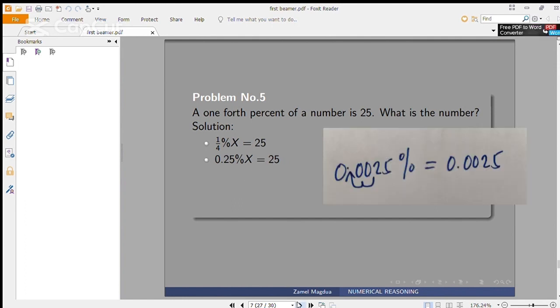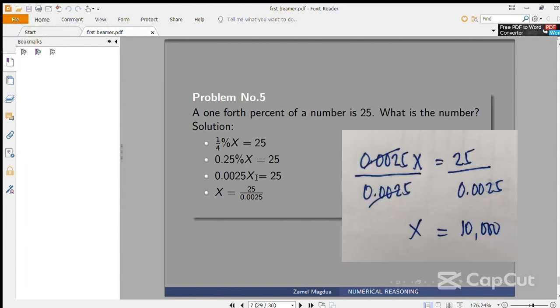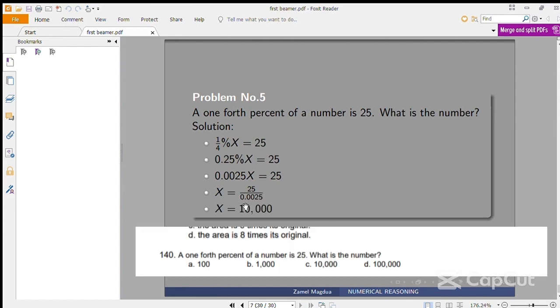Now, to remove percent, we are going to move the point 2 times backward, so the equation will be 0.0025 times x equals 25. Now, we need to divide both sides by 0.0025, so that x only will remain at the left side, so x will be equal to 25 divided by 0.0025, and the result is x equals 10,000.